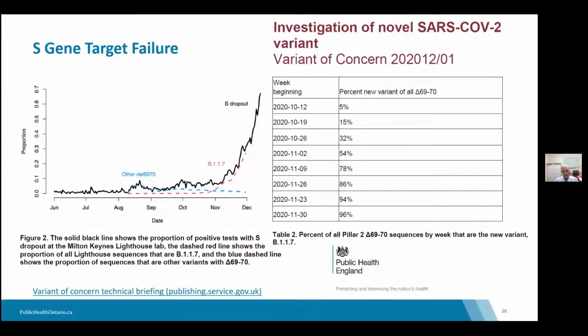This slide nicely shows how the UK was able to use the S gene dropout feature to map the evolution and rapid rise in the prevalence of the B117. You see here the weekly prevalence dramatically increased from 5% in early October to almost universal by late November, shown here with a black line. And with a red dotted line, you can see that confirmatory sequencing followed a similar path. Next slide, please.